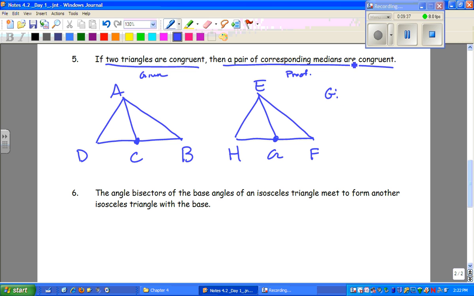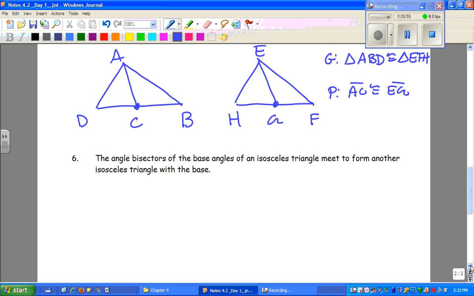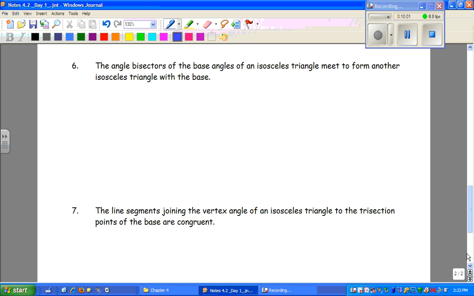Given triangle ABD is congruent to triangle EFH. What are we trying to prove? We're trying to prove that AC is congruent to EG. We need a little more work for that one, but we're asking you to prove it right now. Finishing it up, we have 2 left here.